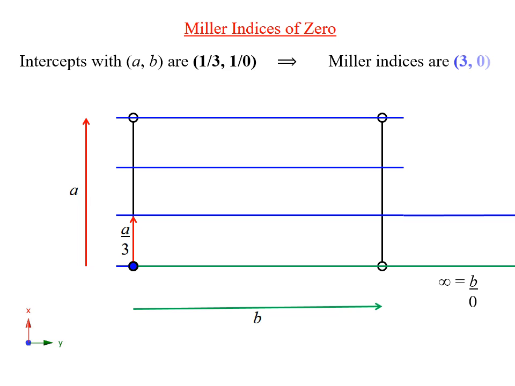The intercepts with a and b are therefore 1/3, as before, but also 1/0. So the Miller indices are now 3 and 0. A Miller index of 0 means that a plane is parallel to that axis, in this case the b-axis. And of course it still has a d spacing. In this case the d spacing is trivial, it's just going to be a/3.